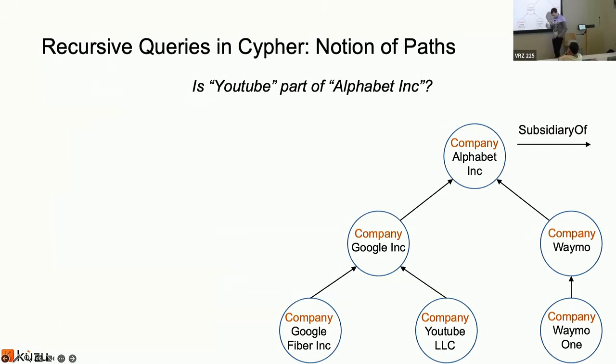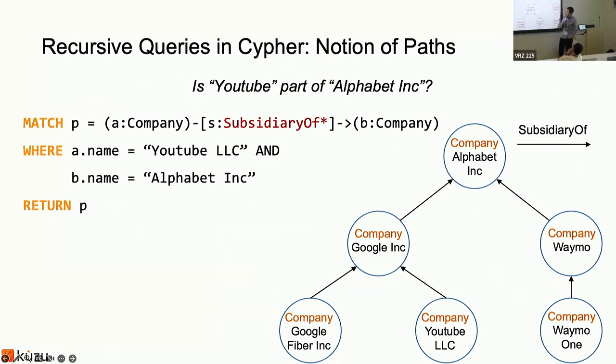All right, so let me demonstrate how you would address the same shortcoming of SQL, which is that you need recursion. Let's take our running example query: is YouTube part of Alphabet Inc? This was asking for a path. The way you ask this question in Cypher is this. You're asking for a path P that starts from a company A, and company A is connected with another company B through this subsidiary-of relationship, but you put this star, similar to string regular expressions.